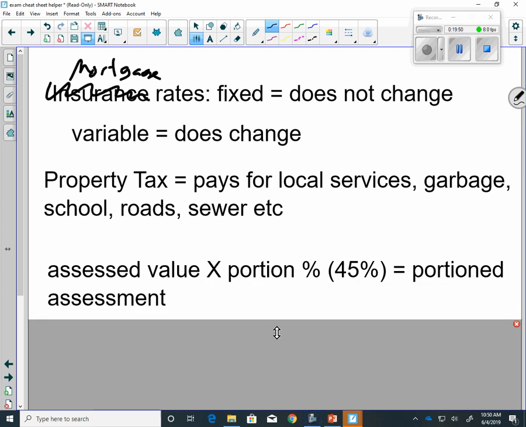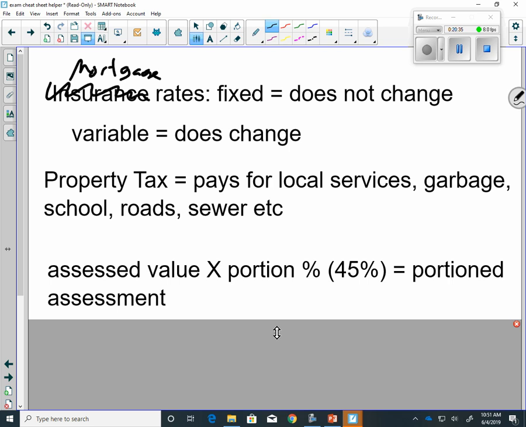Remember, this is definitely something that I can see being on the exam, figuring out the property tax. You have to take the assessed value of your home. On a side note, the assessed value of your home is different than the market value, what the real estate agent tells you it's worth. It's the assessed value times the portion percent, am I right, Ms. Pazlowski? It's usually 45%? Usually, yeah. I don't know why, it's a silly setup. If it isn't that, they'll give you the portion percentage. But I think most municipalities in Manitoba would go with 45%. And that's called your portioned assessment. It's the amount you have to pay tax on.